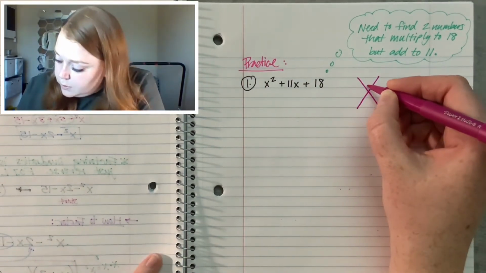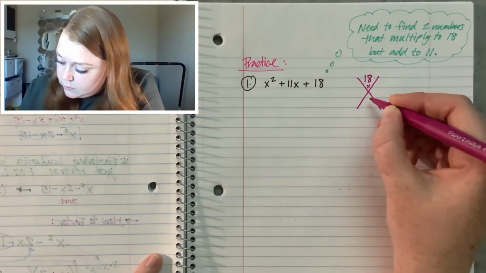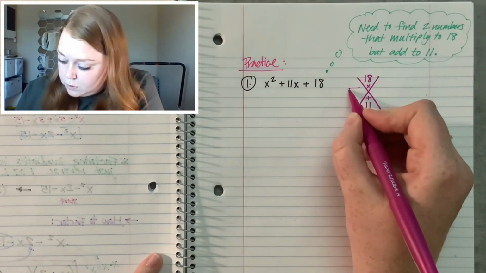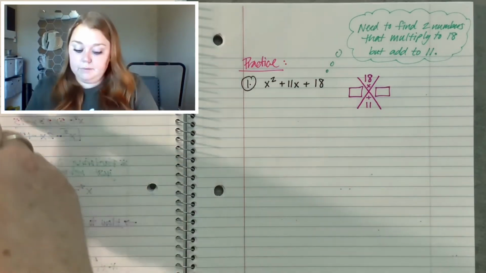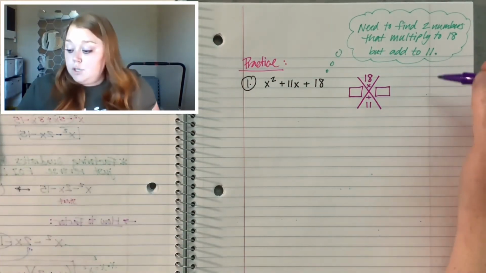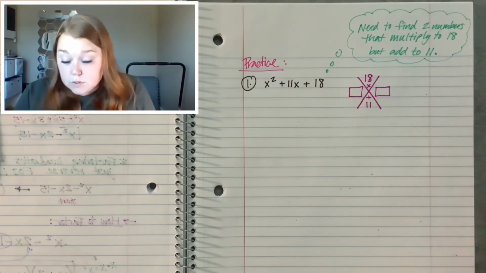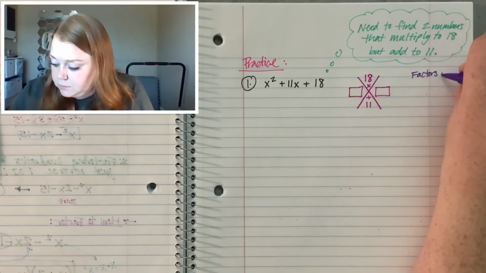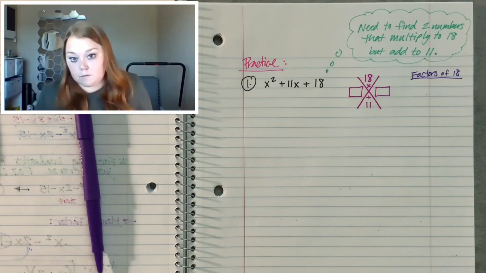We want 2 numbers that multiply to 18, but add to 11. So we're trying to figure out what 2 numbers do that, okay? Doing a little factor list off to the side is probably going to be helpful for most of you. So I say we do that, factors of 18, okay? Now we got to be smart with our factors here.